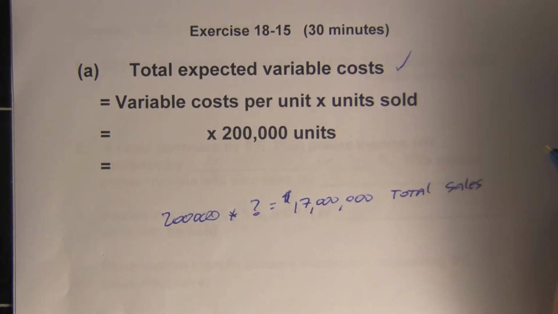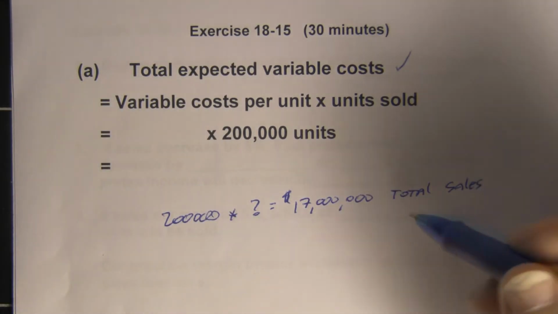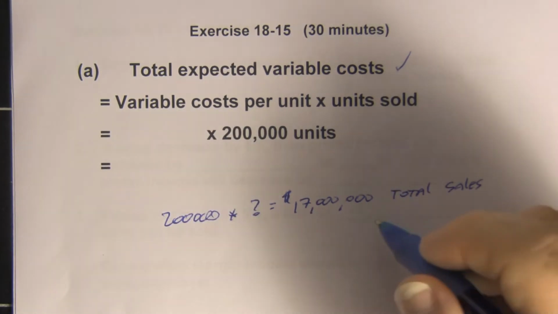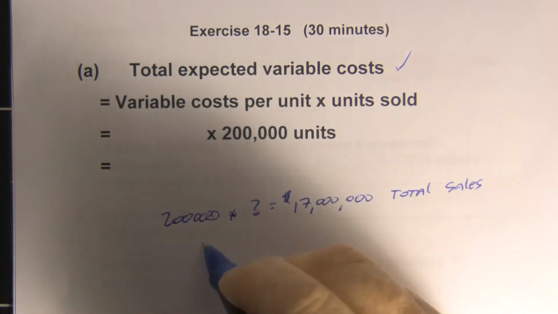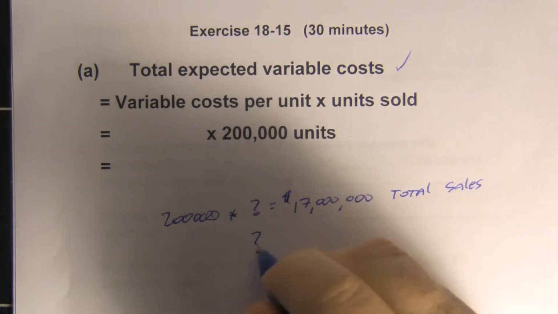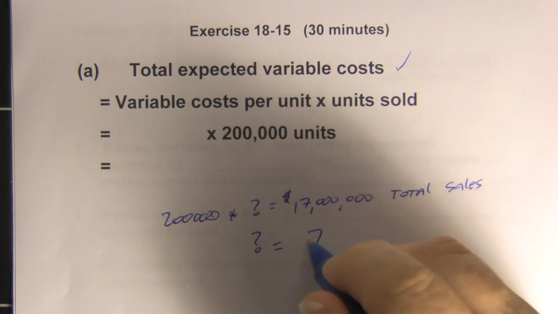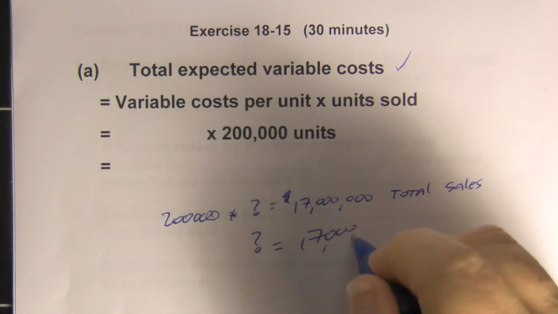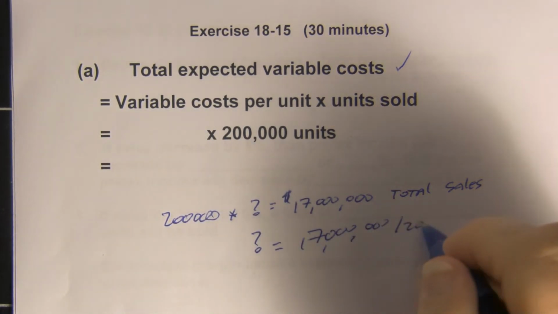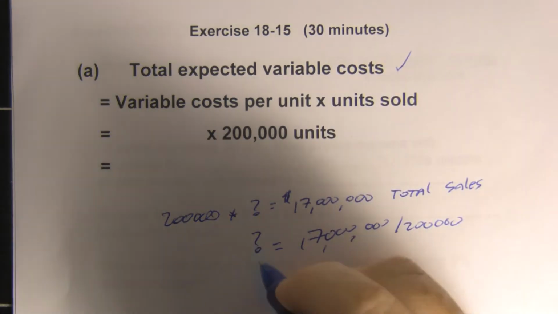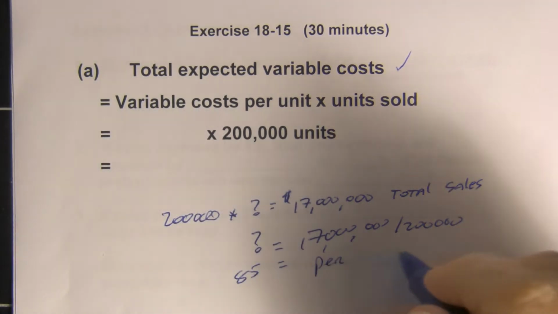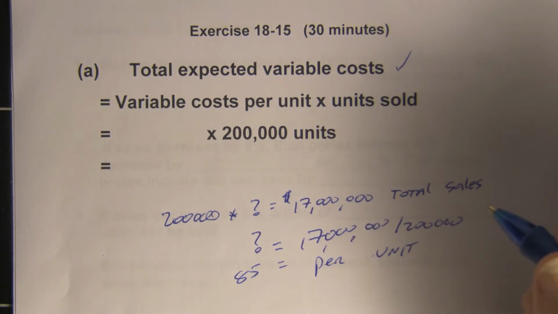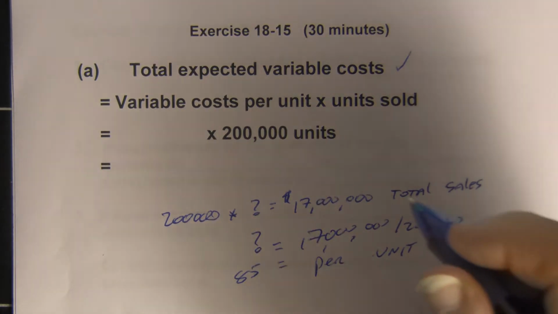Take the total sales and divide by 200,000. So we'll take 17 million, divide by 200,000, and we come up with $85 per unit. That's the selling price per unit. Okay?